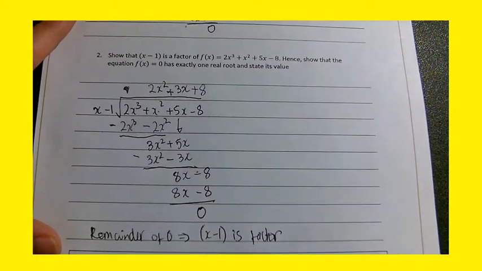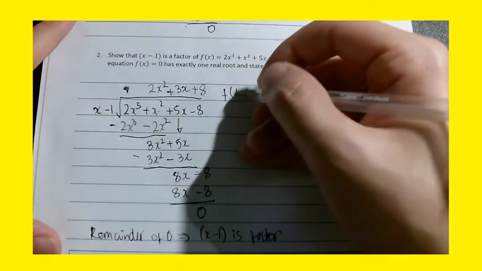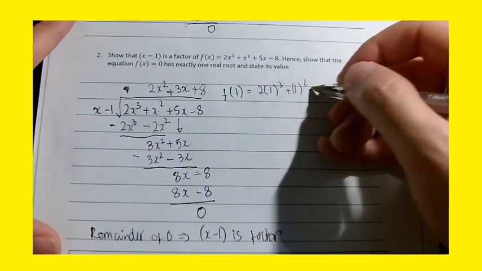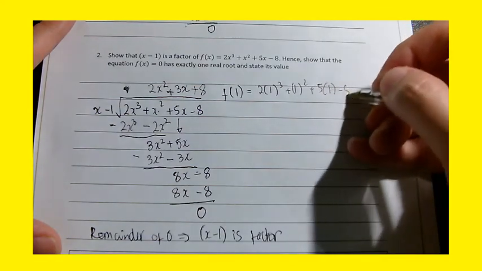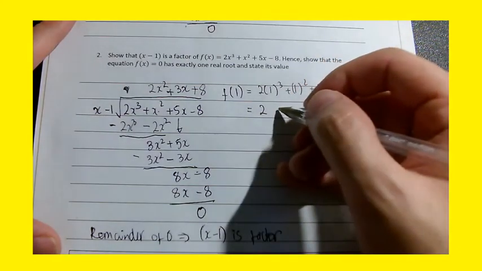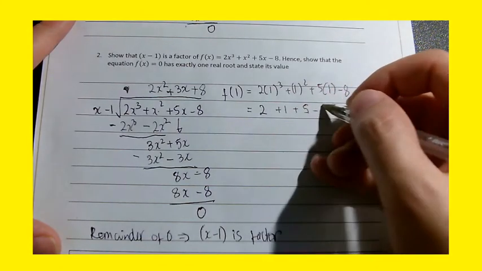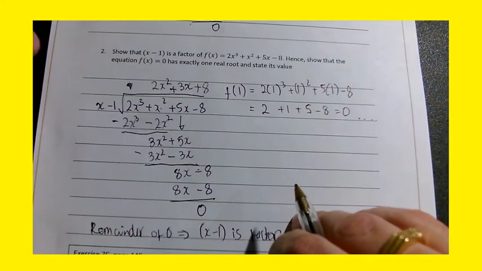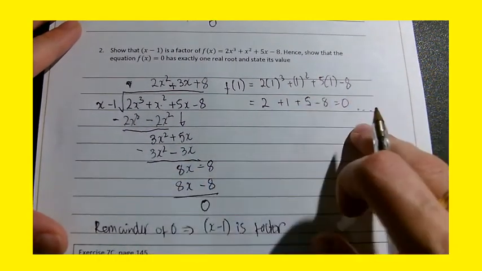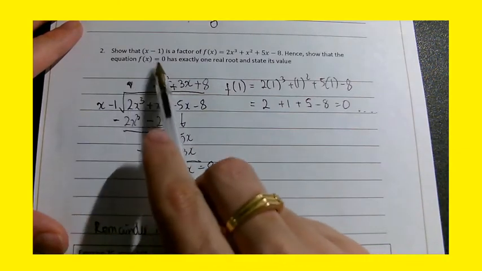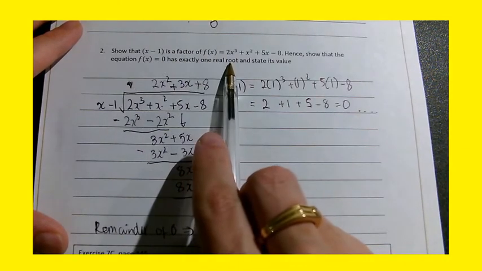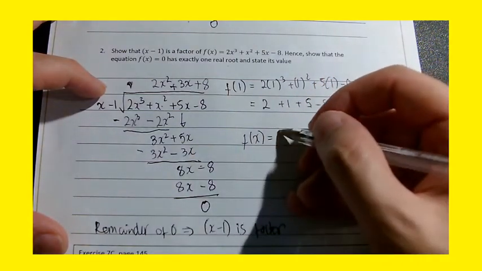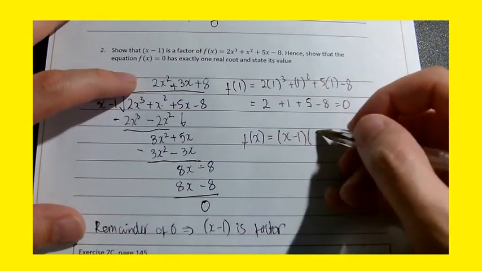Okay, as I said, the other way of showing x minus 1 is a factor is substituting x equals 1. Two plus 1 plus 5 minus 8 equals 0, and you come to the same conclusion. Anyway, so we've shown that it's a factor from this method and this method. Hence show that this function, when it's equal to 0, has exactly one real root and state its value. Well, as I said, the function, which is a cubic, can be written as this linear function and this quadratic function.